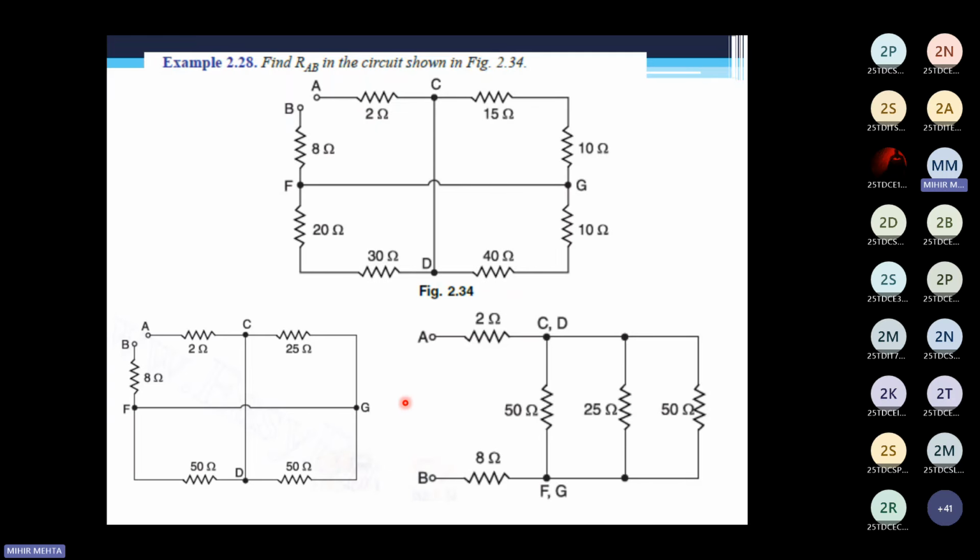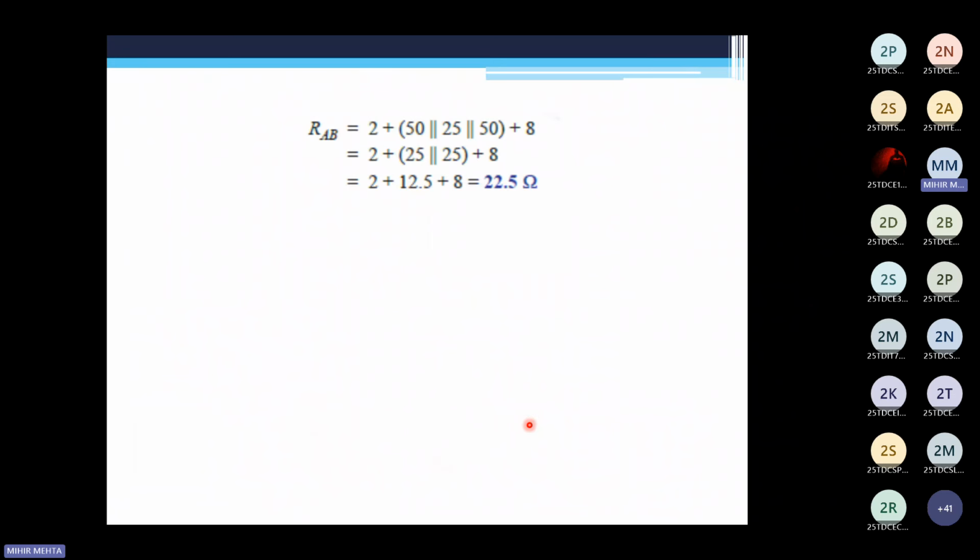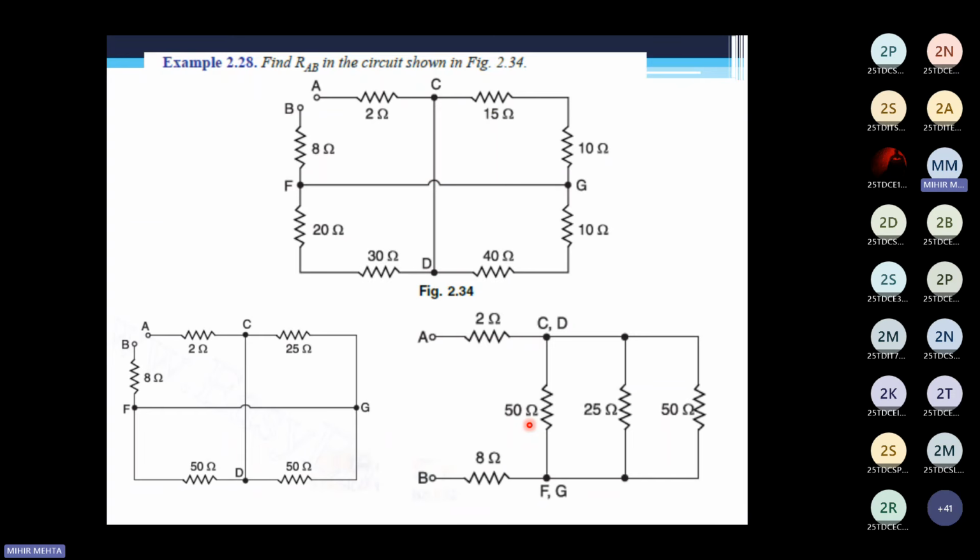Now once you have rearranged this figure, you can see that your 50 ohms is in parallel with 25 ohms and 50 ohms. Once you solve this, you will get 12.5 ohms. 50 parallel 50 is 25, and 25 parallel 25 is 12.5. This 12.5 would be in series with this 2 ohms and 8 ohms. So this entire section would be 12.5 plus 10, that is 22.5 ohms. That is how you'll be able to solve this.